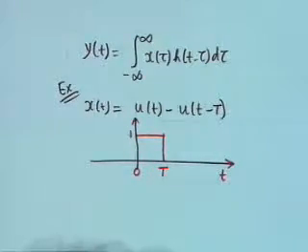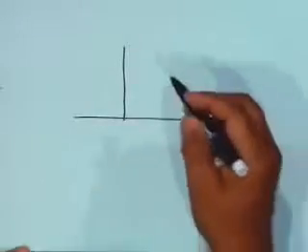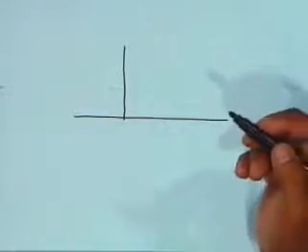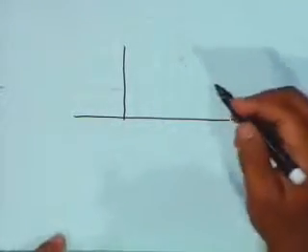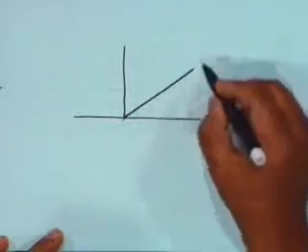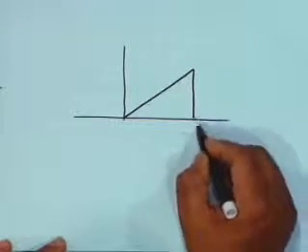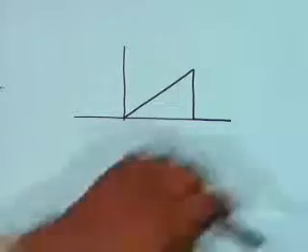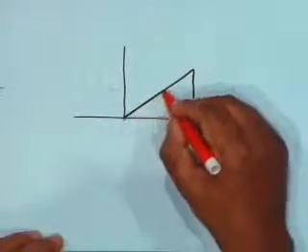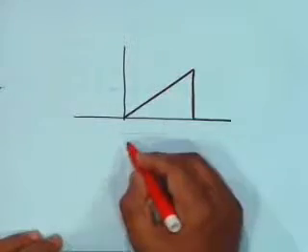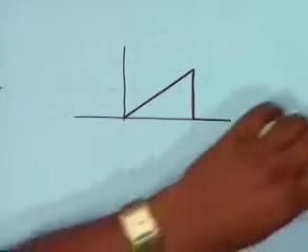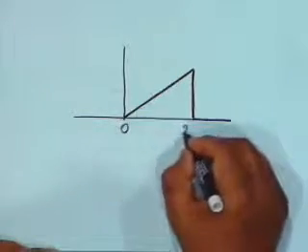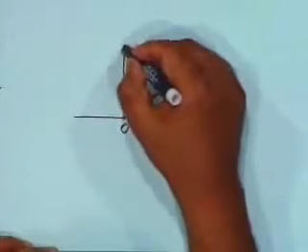Let's consider the impulse response h of t to be a ramp, that is a linearly rising waveform between, let's say, 0 and 2T. Let's say this is my h of t.